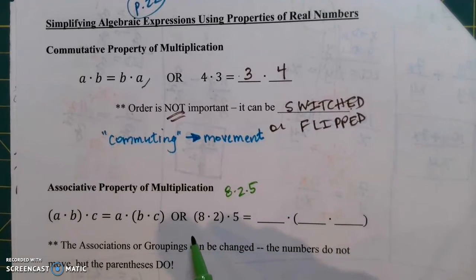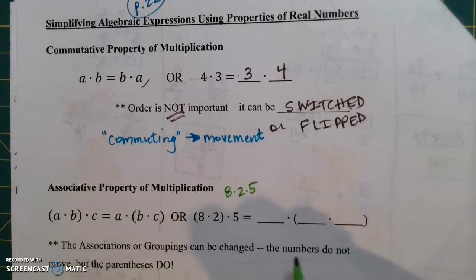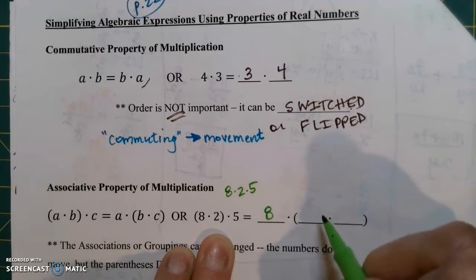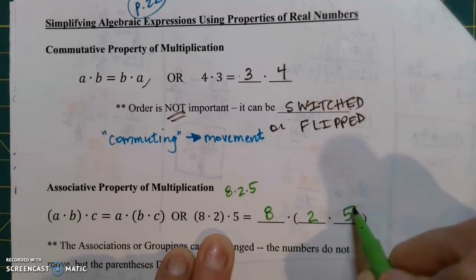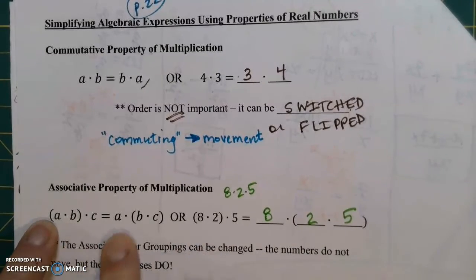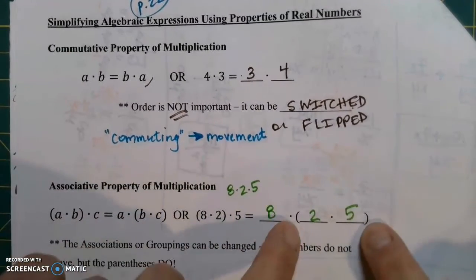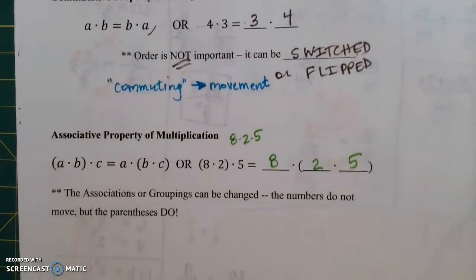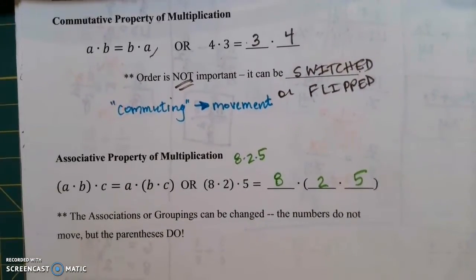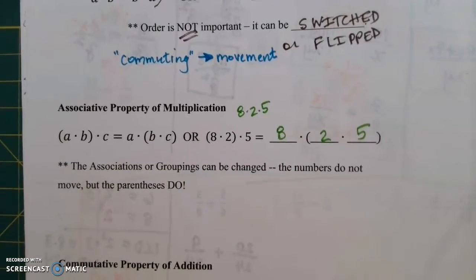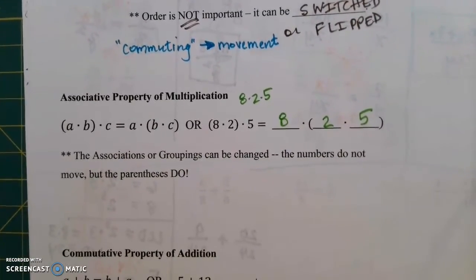So you'll notice with associative property situations, the order does not change. The numbers aren't moving. The parentheses are going to move. So notice it'll be 8 and then 2 and then 5, just right, ABC, ABC. It's just the pairings, the associations, the groupings that are changing. So if the numbers move, it's commutative. If the groupings move, it's associative.